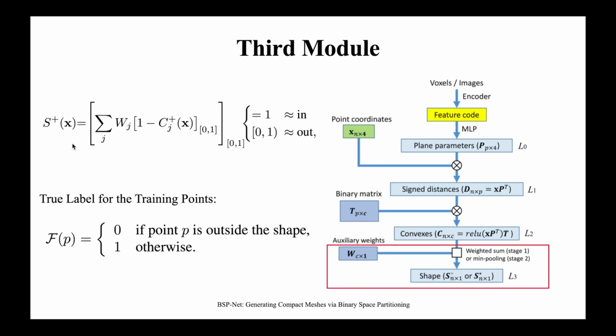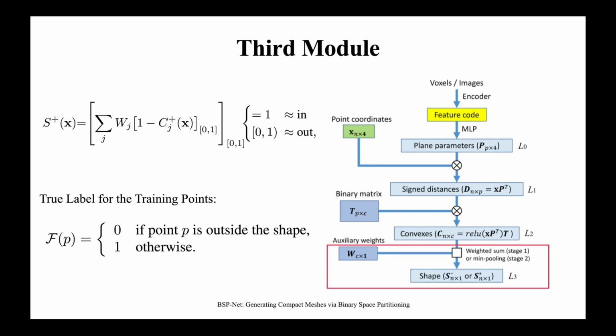So this equation basically does the same job as the equation which we have seen before. By the way, this Wj here is also a parameter that the neural networks need to learn during the training. So this is the structure of the whole model.